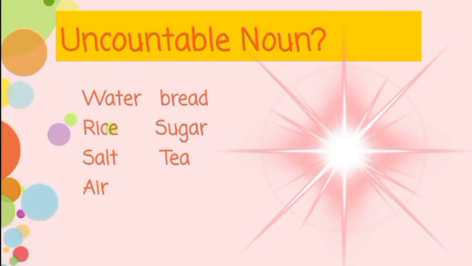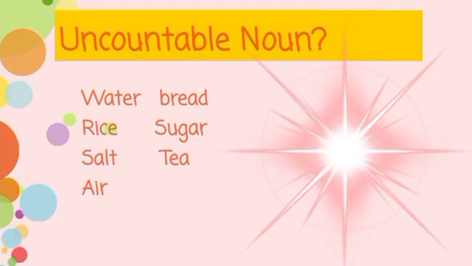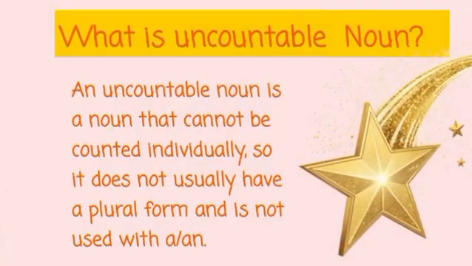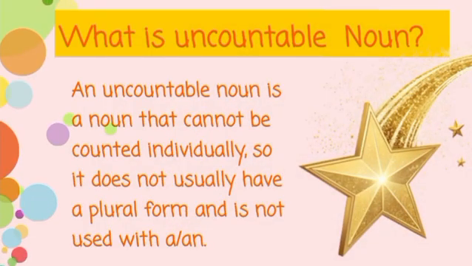Look here, we have water, rice, salt, air, bread, sugar, tea. All of them are not counted individually. We can't count them one by one. We don't say one water, two waters, three waters. Same is the case with other examples. So, they are uncountable nouns.